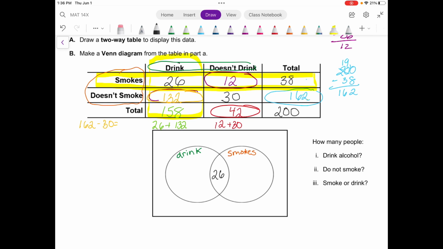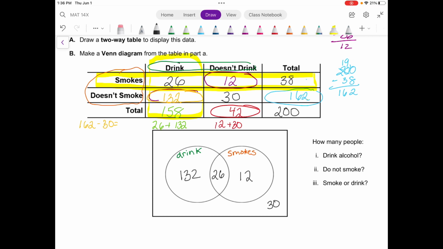And then if I stick with that drinking circle, the people who drink but don't smoke, that would be that 132 number. And then I go over to the smoking row, and we have the 26 who drink and smoke, which we already have, and then the extra 12 who smoke but don't drink. Then we have to make sure that we total everyone in our survey, so outside of my highlighted area is that 30. So the 30 is going to go on the outside of my Venn diagram. And ta-da! I have finished my Venn diagram from my two-way table.